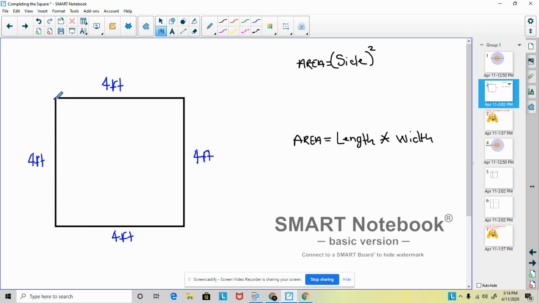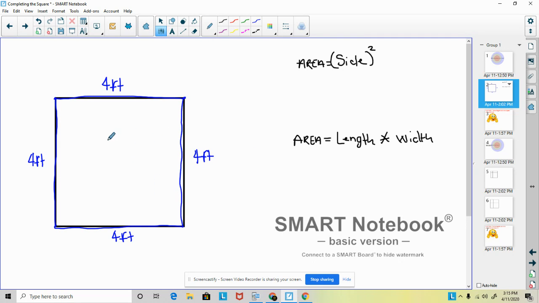So if I were to measure this side with a tape measure, it should be 4. If I were to go from this point to this point, it should be 4. From this point to this point, it should be 4, and vice versa. So all the sides are equal to 4.